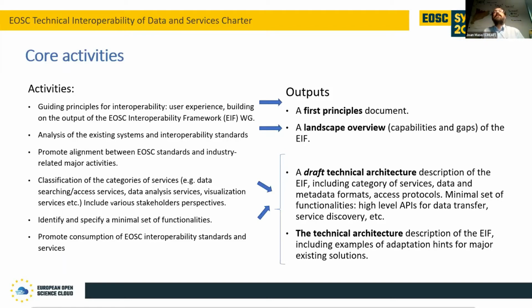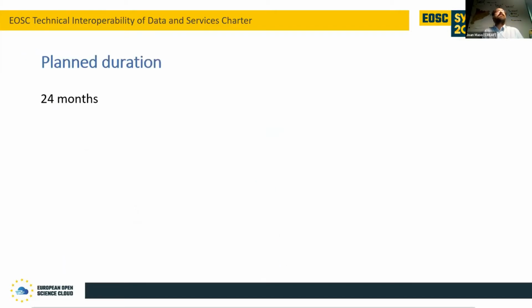a two-step deliverable: one draft technical architecture that focuses on those categories and the minimum set of functionalities, high-level APIs, service discovery, etc. And then a more final technical architecture description of the EOSC interoperability framework, including examples of adaptation and hints for major existing solutions. And finally, we will also in parallel promote the consumption of the EOSC interoperability standards and services. Next. That is easy to explain. 2 years. Next.